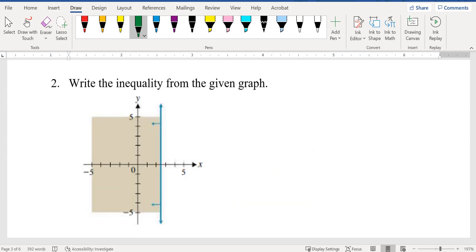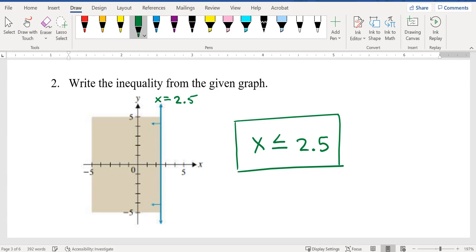All right, number 2, write the inequality from the given graph. This boundary line is x equals something, and it's x equals, what is that, 2.5? For my inequality, it's a solid line, and it's all the x's that are less than or equal to 2.5. That's my inequality: x less than or equal to 2.5.